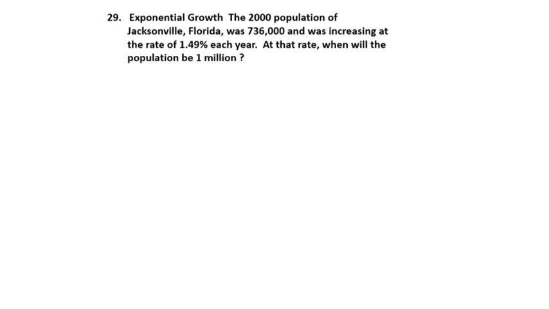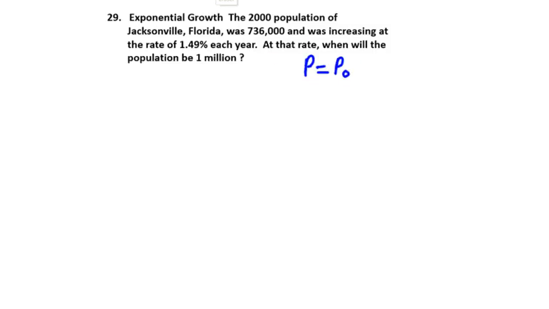Next item of problem, which is 29, exponential growth. The 2000 population of Jacksonville, Florida was 736,000 and was increasing at the rate of 1.49% each year. At that rate, when will the population be 1 million? And so for this, we have a similar type of equation as we did for problem number 21, and that is population equals our starting population.